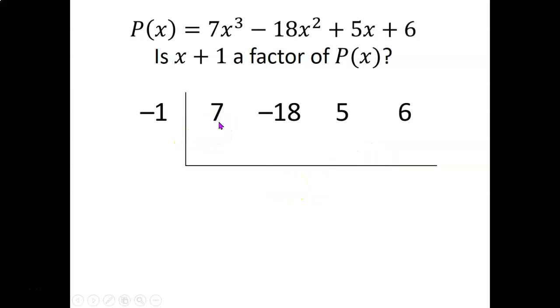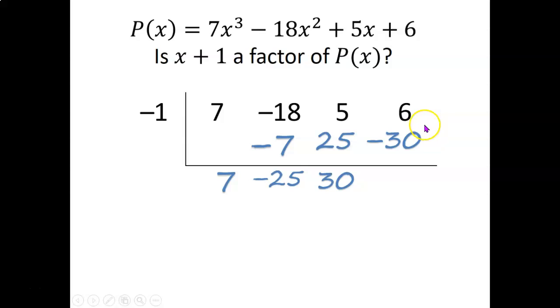Just start by bringing down this 7, then multiply -1 times 7, and we get -7. Now add -18 plus -7 is -25. Multiply -1 times -25 is +25. Add 5 plus 25 is 30. Multiply -1 times 30 is -30. Add 6 plus -30 is -24.